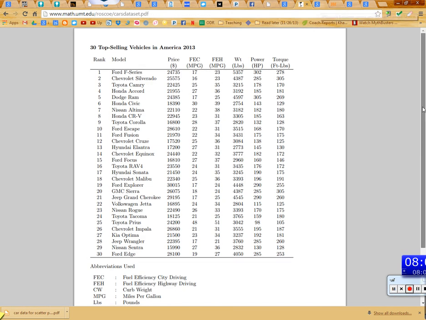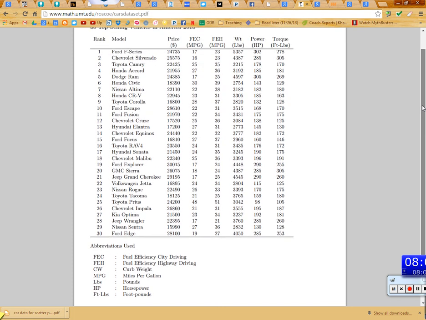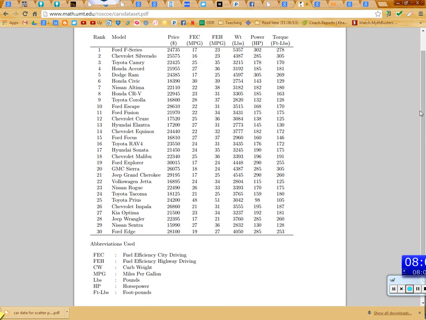That's what you're looking at. Top 30 vehicles sold in 2013. I thought it was interesting. The top two vehicles in America, the Ford F-Series, were trucks. Fairly heavy duty trucks.